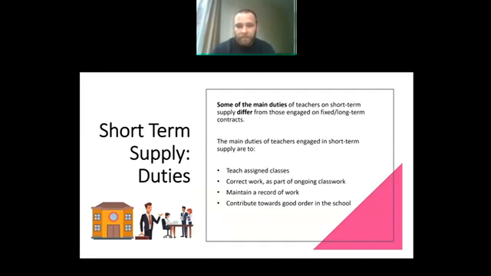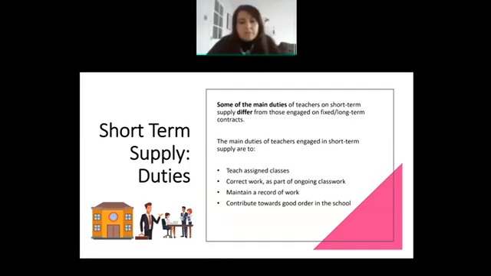Some of the main duties of teachers on short-term supply do differ from those engaged on fixed or long-term contracts. This is due to the mostly ad hoc absence cover arrangements that lead to the requirement of short-term supply. The main duties of teachers engaged in short-term supply are set out in Part 2, Section 2.9 of the SNCT Handbook, and these are teaching assigned classes, correcting work as part of ongoing classwork, maintaining a record of work, and contributing towards good order in the school.